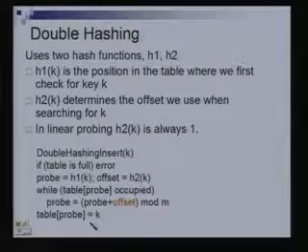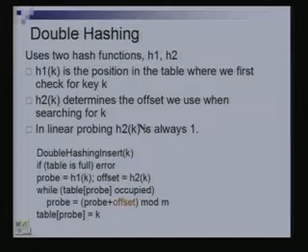Okay, so let's look at this piece of code. Probe is set to h1 of k, so that's the first position I look at, and offset is set to h2 of k. First, I'll just look at the location specified by probe in the table. If it is occupied, then the next location I'll look at is probe plus offset. Probe is set to probe plus offset, which means this is the next location I look at. If this is also occupied, then the next location I look at is again probe plus offset. So offset determines how much distance I advance every time I don't see the element that I am searching for.